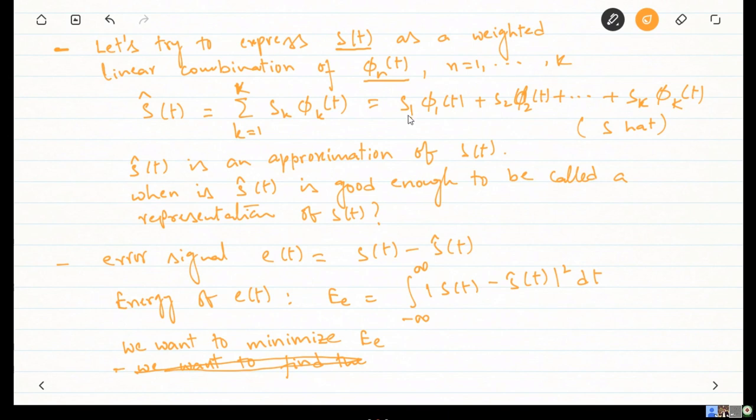But we don't simply get S of t by doing this. We have to find these coefficients in such a way that there is some criteria, so that this expansion is equivalent to S of t. So what I'm trying to say is that we want to find these coefficients in such a way that the energy in the error signal is minimized. What is the error signal? The original S of t minus the representation of S of t as a linear combination of orthonormal functions, right? So that's what we want to do.